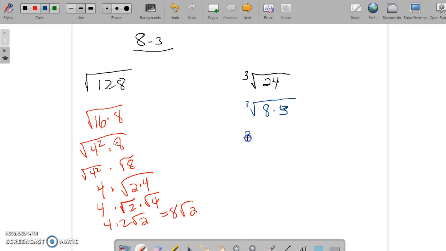That would be the same thing as the cube root of 8 times the cube root of 3. And the cube root of 8 happens to be 2. And the cube root of 3 cannot be simplified anymore. So hopefully that will help a little bit with the simplification problems I ask you to do.